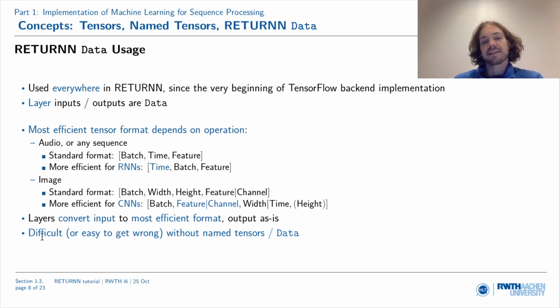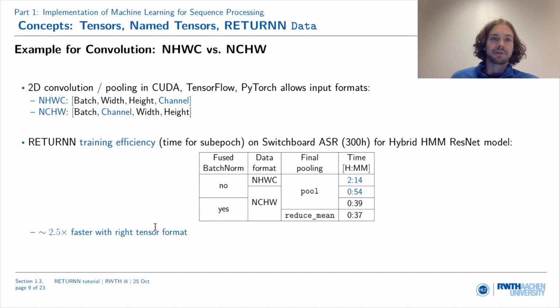If you want to do something like that in other frameworks, it would be kind of difficult without such a concept of named tensors or data, or at least it's very easy to get wrong. For convolution, now just to give you some idea about this training efficiency, the difference between having the right tensor format or the wrong one, these are the two possible formats that all the common frameworks basically support. If you use the right format, you get approximately 2.5 times faster.